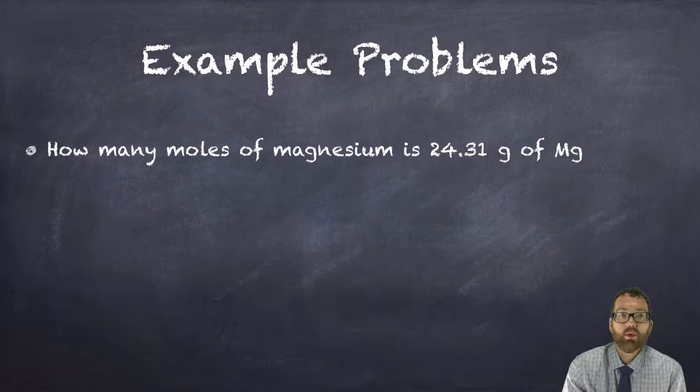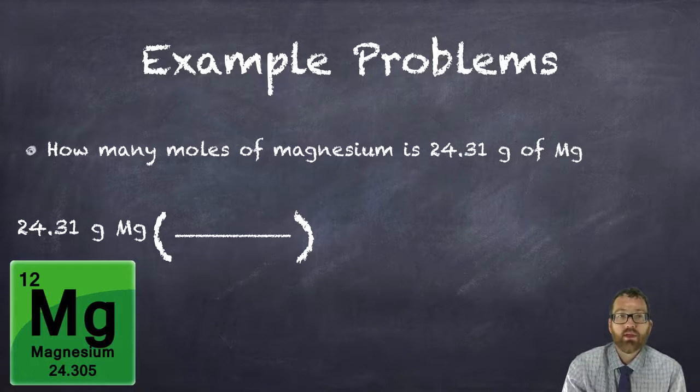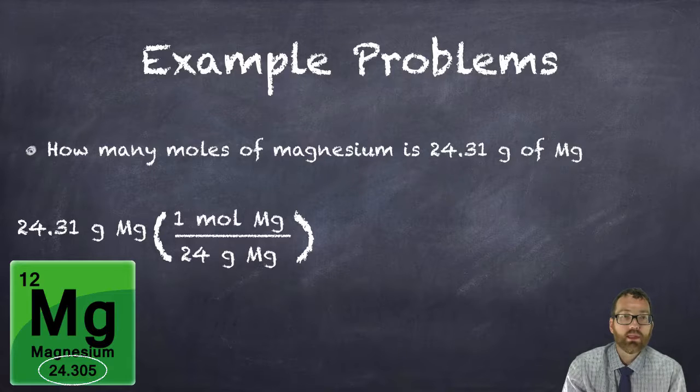How about how many moles of magnesium is 24.31 grams of magnesium? So we start with what they give us, 24.31 grams of magnesium, and we set up a conversion factor. To find the number of grams in 1 mole of magnesium, we just need to go to the periodic table. Magnesium's element 12, and if we find its mass in the lower left-hand corner, or in our case, on your table, the upper left-hand corner, it would be 24.305, and we can round down to 24. So that's the number of grams in 1 mole right off the periodic table.